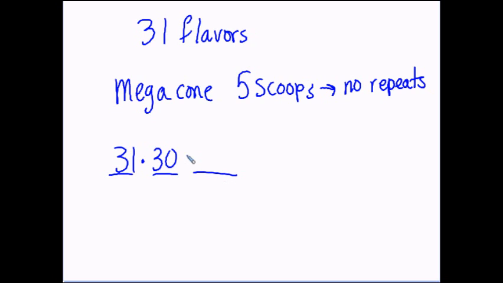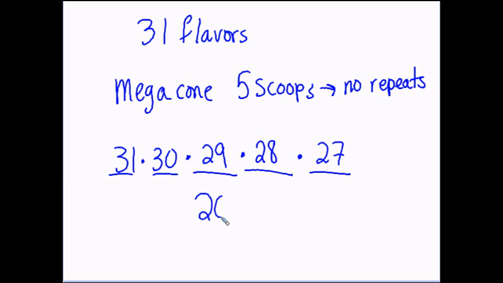And then 29 flavors to choose from for the third scoop. And then 28 flavors for the fourth. And then 27. So if you were going to that 31 flavors ice cream place and you were going to get 5 scoops, and you didn't want to repeat, and you wanted to figure out how many possible different ice cream cones you could make, the answer is 20,389,320 different possible ice cream combinations with 5 scoops from Baskin-Robbins.